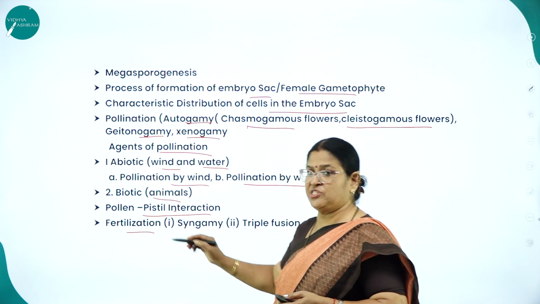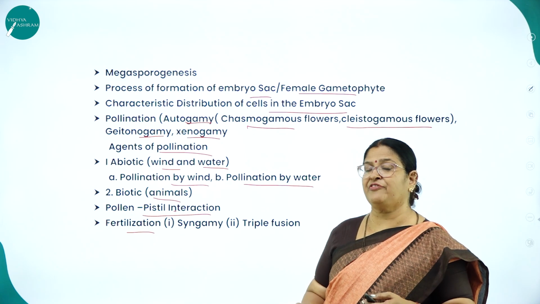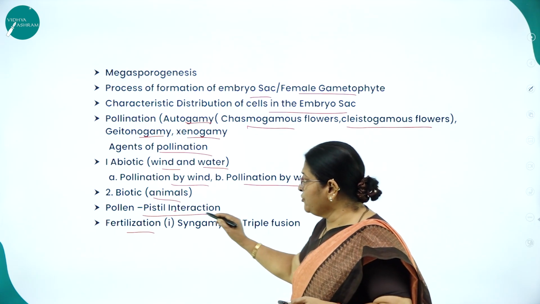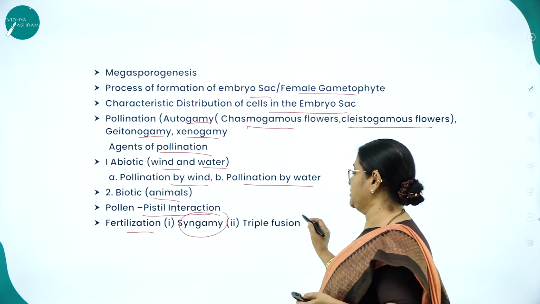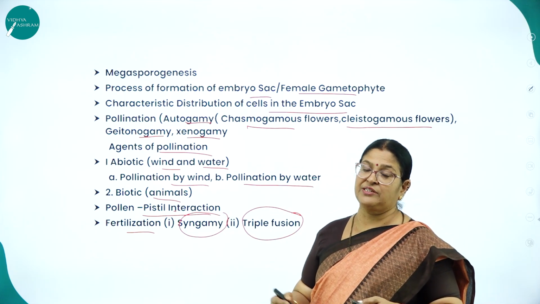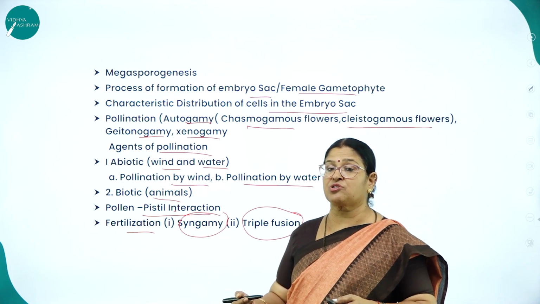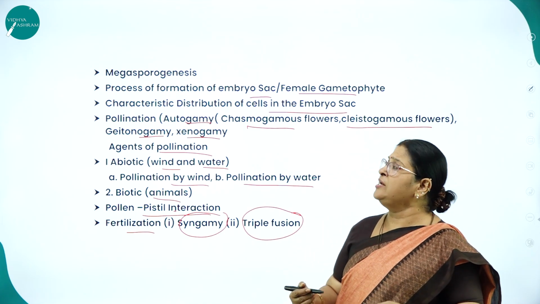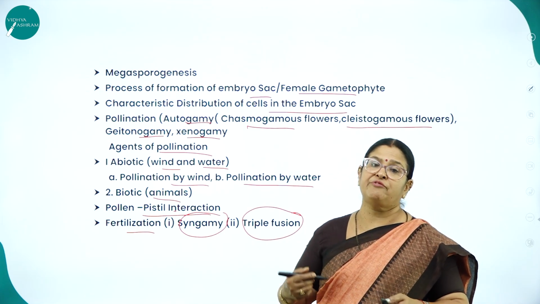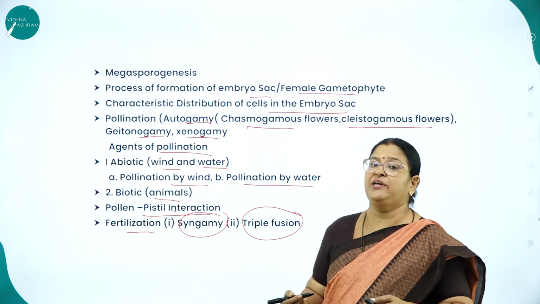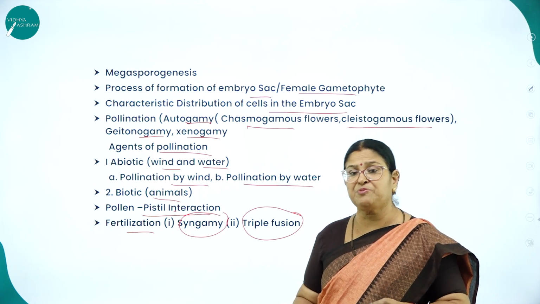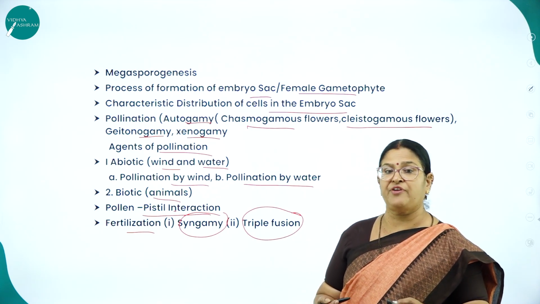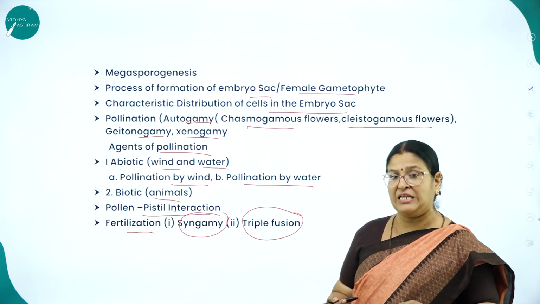Then fertilization, that is the fusion of the male gamete with the female gamete, resulting in the formation of the zygote, and the fusion is called syngamy and triple fusion. Syngamy and triple fusion. That is why the process of fertilization here is called double fertilization and triple fusion. I think all this you have already studied in theory. So in this particular session, I'm going to revise. I'll make you understand briefly what all the important concepts are that you are going to study in this particular chapter, sexual reproduction in flowering plants, which has a weightage of 11 marks.